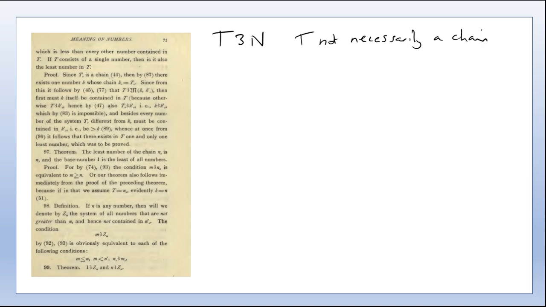Okay, so since T is not necessarily a chain, but T naught is a chain, then by 87, where's 87? In every number chain K, there exists one, and by 84, only one number K whose chain. Okay, so there exists one. So T is, because T is a part of N, the chain of T is also a part of N.